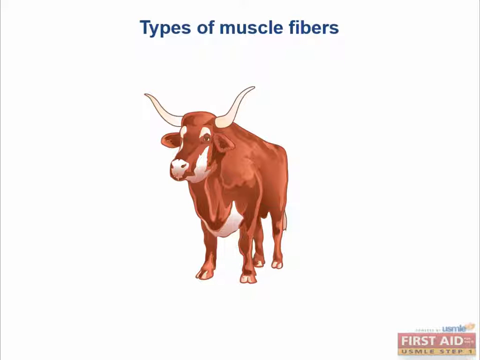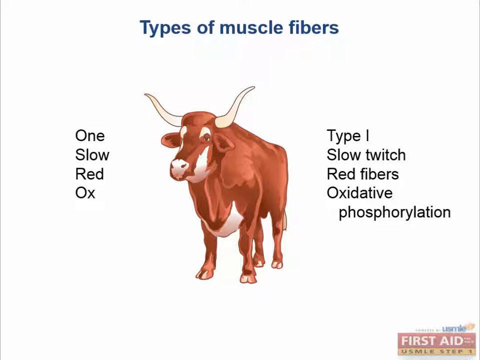Type 1 fibers are slow twitch, and you can remember everything you need to know about them with the memory aid 1 slow red ox. That is, they are slow twitch, they are red fibers, meaning they have a lot of mitochondria and myoglobin, and ox, which means they utilize the full oxidative phosphorylation pathway in their mitochondria.